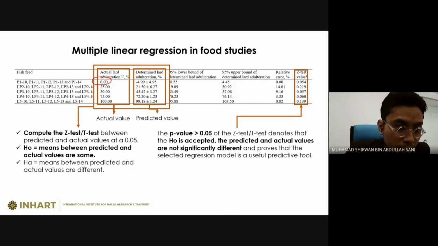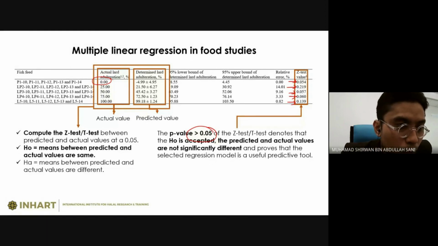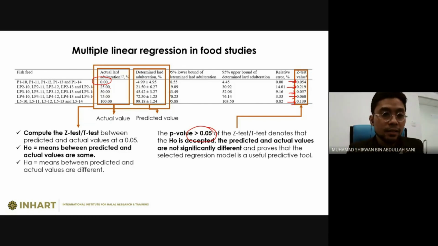Okay, so from here we conduct a Z test. When the value of the Z test is more than 0.05, the significance level that we set, and you can see all of them are more than 0.05, it indicates that what the MLR predicted is not significantly different from what you have prepared. That will indicate the model that you have is really good in predicting the contaminant in your sample.